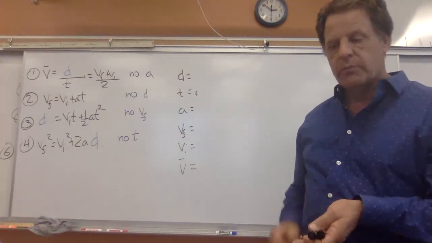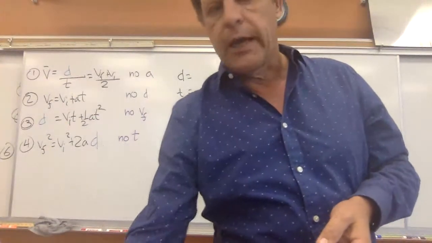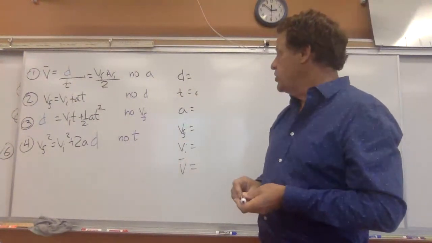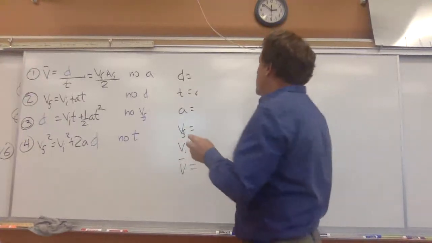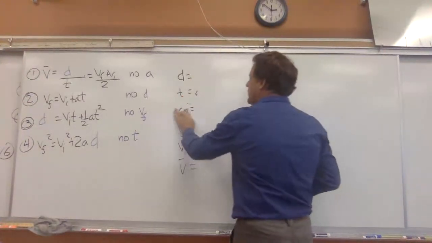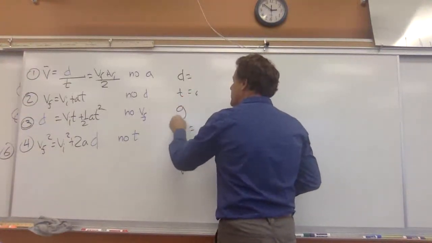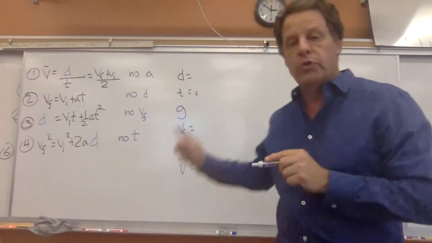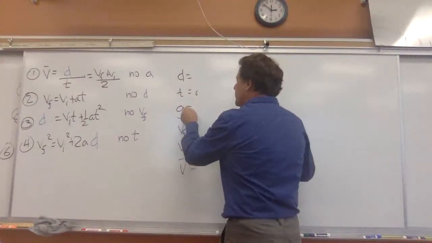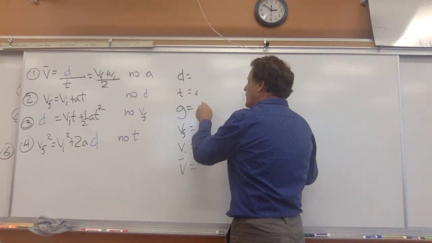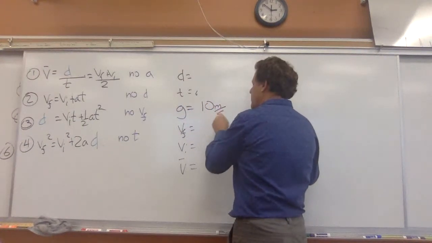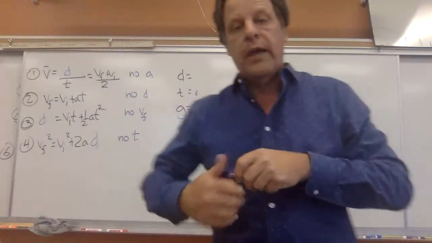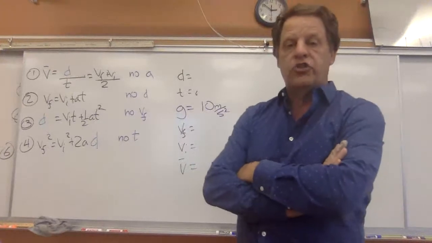Just like review number 3, we're going to have these same equations. But when we're moving up and down, we always know what our acceleration is. Our acceleration is going to be the acceleration due to gravity, which we call g. That acceleration is going to be 10 meters per second squared. So how do you know when your acceleration is g?